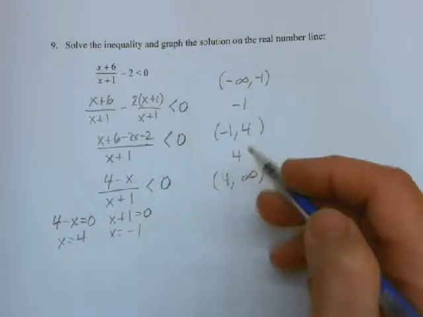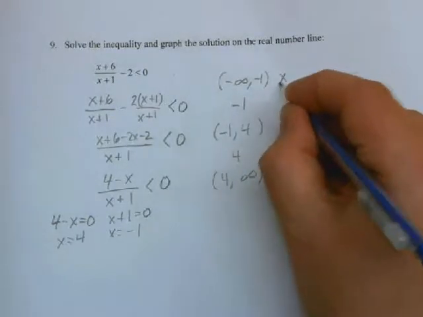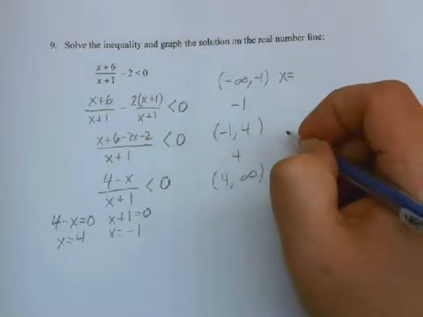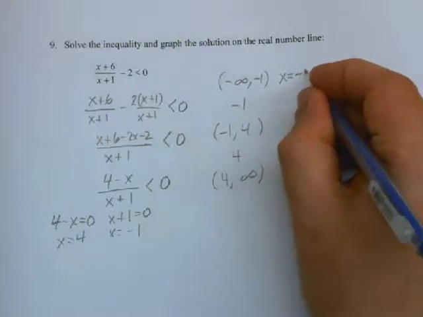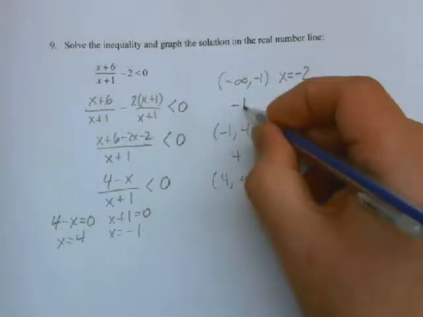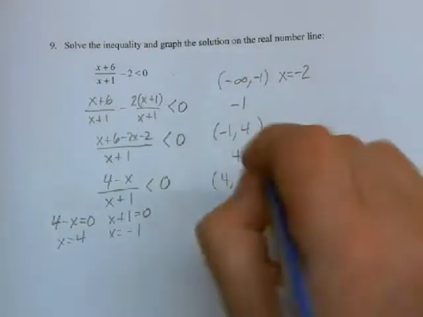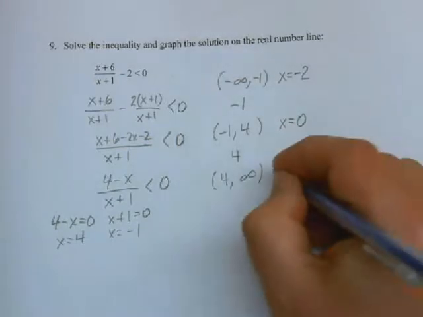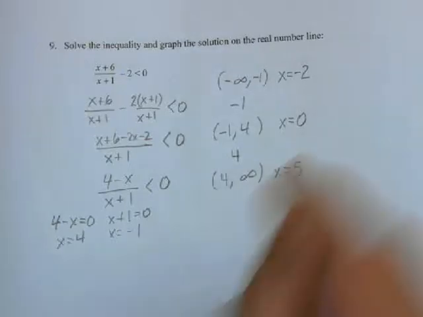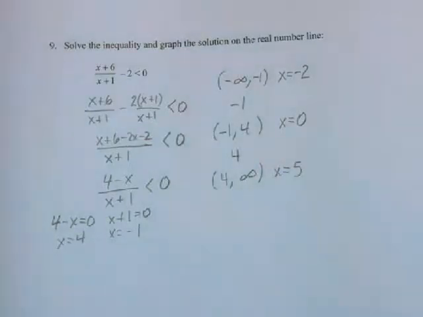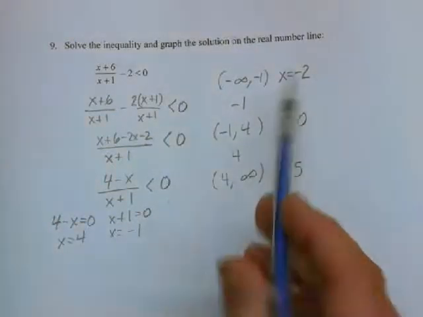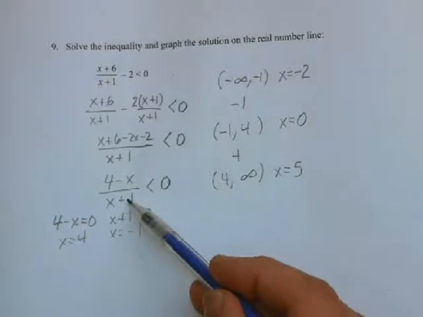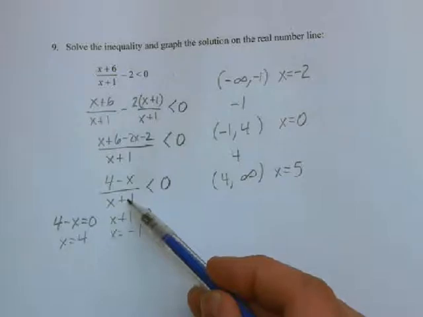Now, for each interval, we're going to pick a point in the interval. Hopefully it's something easy to work with. So I'll pick negative 2 for the first interval. The critical number, we'll just check that number. I'm going to pick 0 for the middle interval, and I'll do 5 for the right side interval, 4 to infinity. All we do is plug these numbers into this side of the inequality and see: is it positive, negative, 0, or undefined.